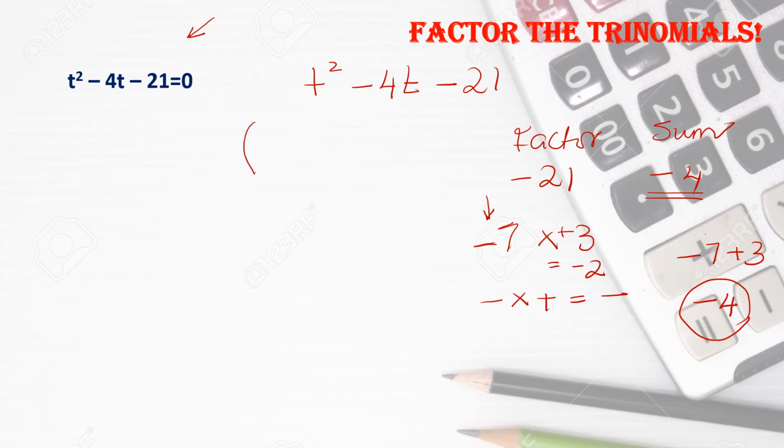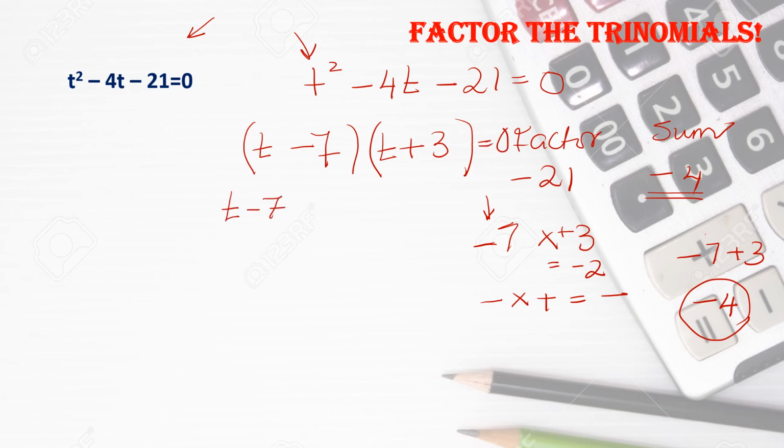Now you have two factors, make the two brackets. Since we use the letter t, write the t here and write the t over here. Now the first factor is negative 7 and the second factor is positive 3, and everything equals 0. Here you have to write one time t minus 7 equals 0, and one time you have to write t plus 3 equals 0. Bring negative 7 to the other side, so you will get t equals 7 as the first root. Bring the 3 to the other side, you will get t equals negative 3 as the second root.